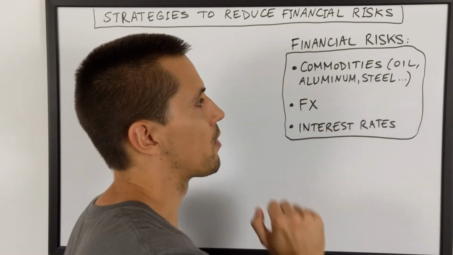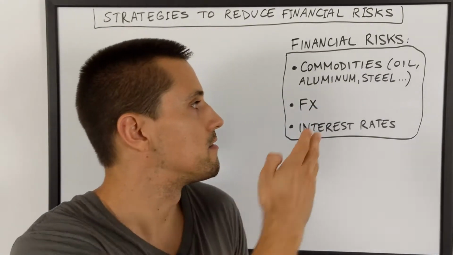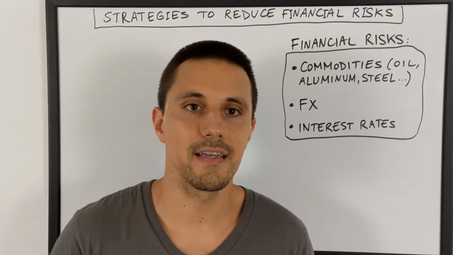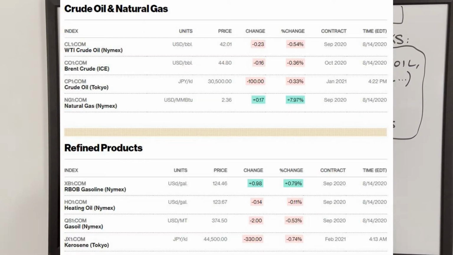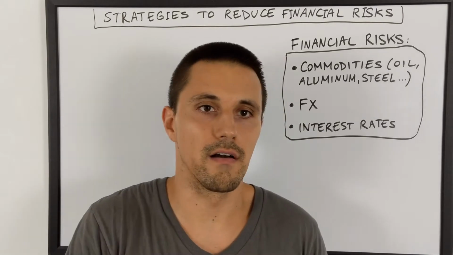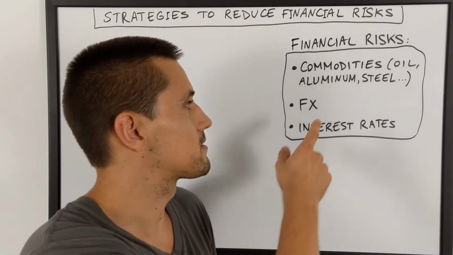First of all, let's start with commodities. Commodities are, for example, oil, aluminum and steel, and they are listed on commodity exchange platforms or commodity tradings. So these prices fluctuate on a daily basis. So that's the first risk.